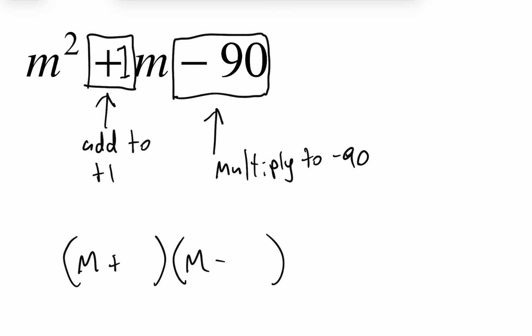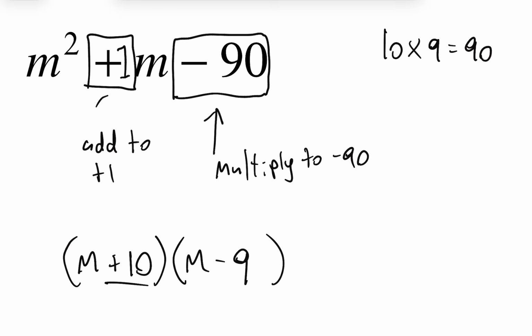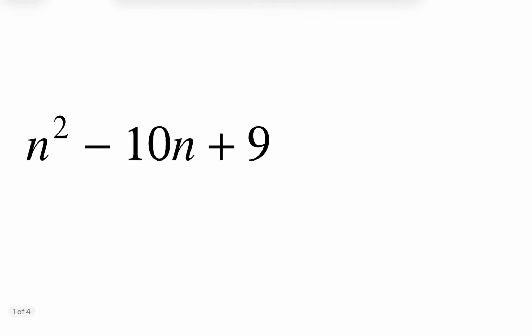I noticed that 10 and 9 multiply, right? 10 times 9 equals 90. But one of those needs to be negative, and one of those needs to be positive. In order for them to add to positive 1, we need to make the 10 positive and the 9 negative, right? These two, they multiply to our 90, and they also add to our 1. So this is your factored version.